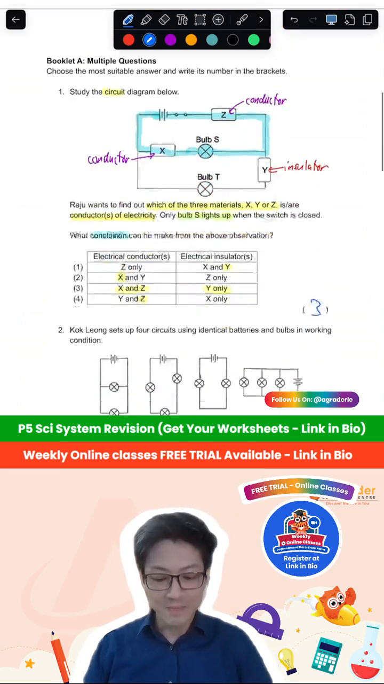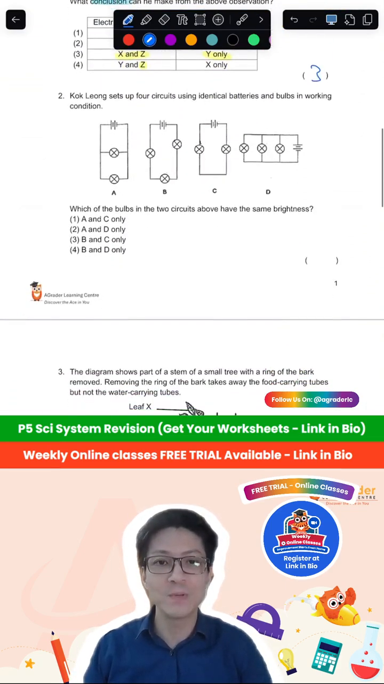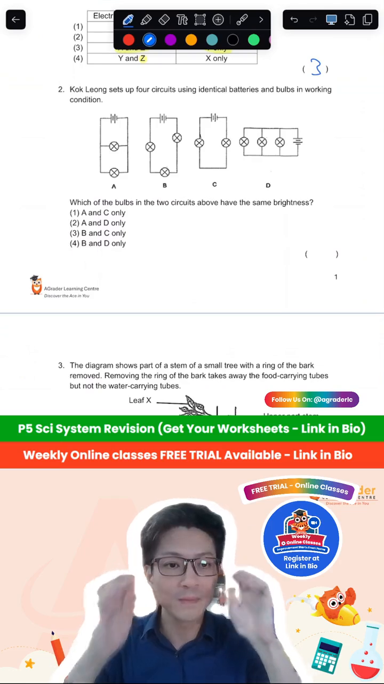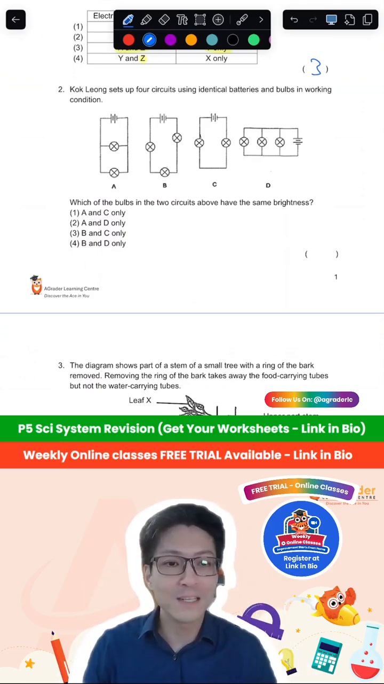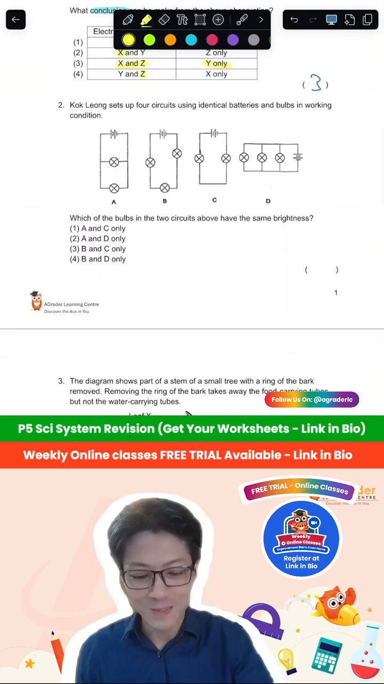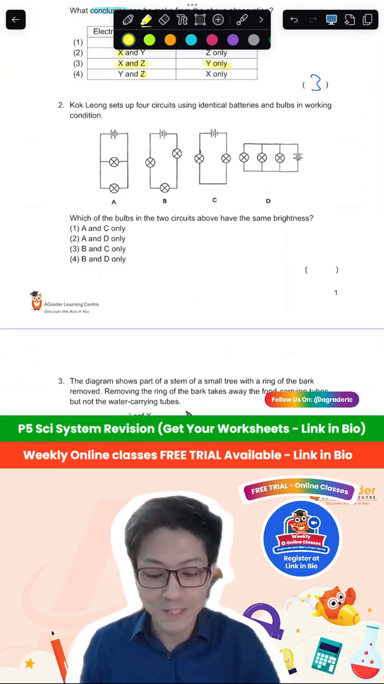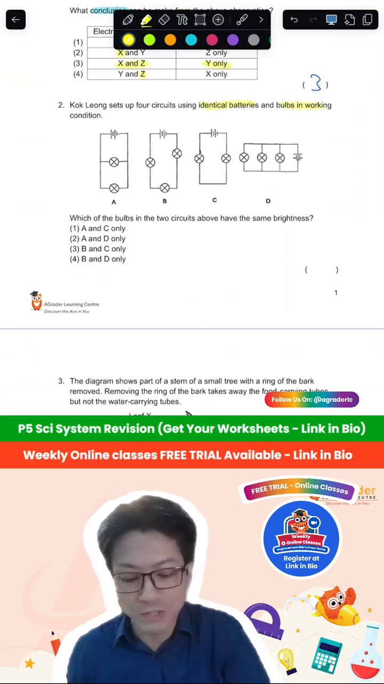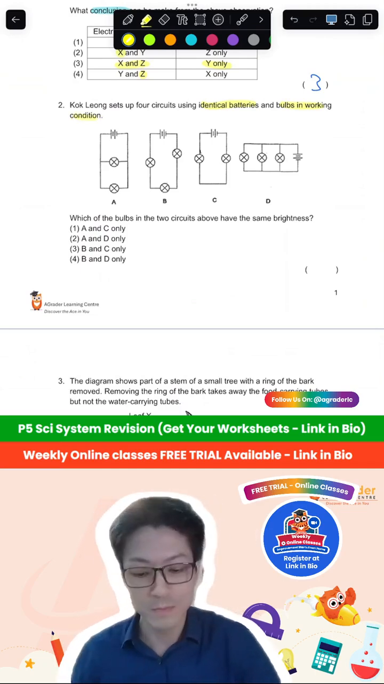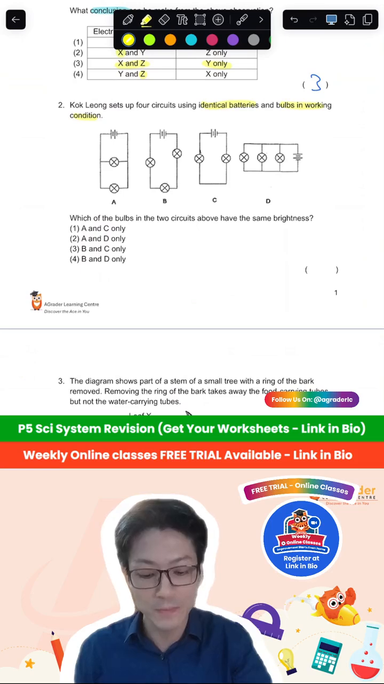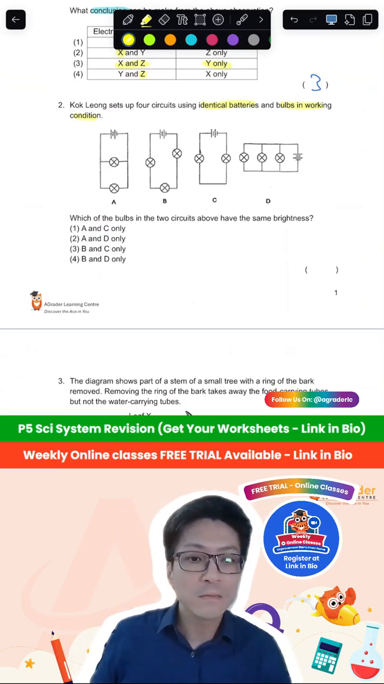Right. Okay, if no question, I will slowly move on to question 2. Nugget cat, I like yapping. Okay, question 2. Kok Leong set up 4 circuit using identical batteries and bulbs in working condition. Okay, so when the question says that the bulbs are in working condition, that means you can rule out that the bulb fuse or there's any issues with the battery. With the bulbs. Okay. Elliot, you have a question?